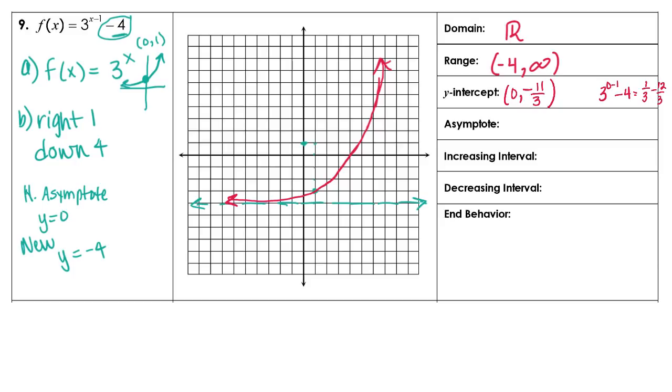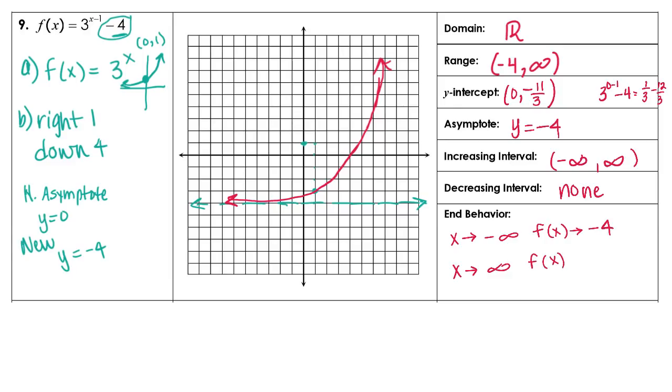And what else do we need to see? Our asymptote, we found that. That's going to be at y = -4. And our intervals of increasing, since this is an exponential growth, it's going to be from -infinity to +infinity. And then decreasing is going to be none. And our end behavior, as x approaches negative infinity, and let's talk about x approaching positive infinity. So as x approaches negative infinity, f of x is approaching not 0 anymore. Be careful. It's approaching that asymptote of negative 4. And as x approaches positive infinity, f of x is also approaching positive infinity.